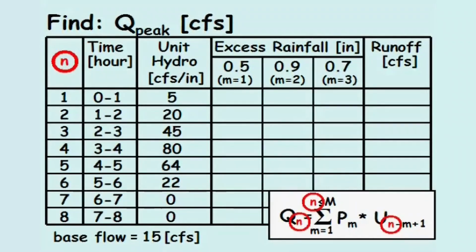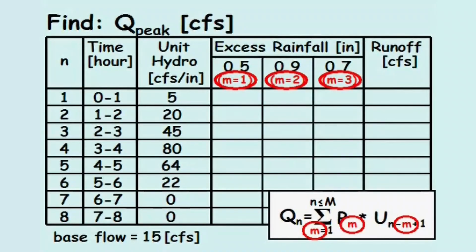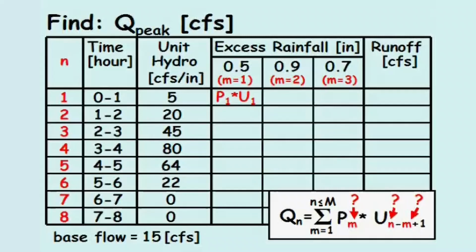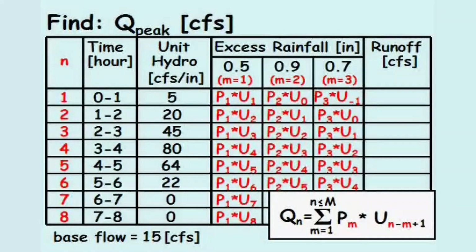In the convolution equation, n refers to the time period, and little m refers to the hour of rainfall. Therefore, it may be easier to equate each cell in the hydrograph to the product of a P and U value. For example, the first column, first row, refers to n equals 1, m equals 1. And using the convolution equation, this cell would be equal to P1 times U1. Using this formula, we can assign a product to the remaining cells, based on the row n and the column m.